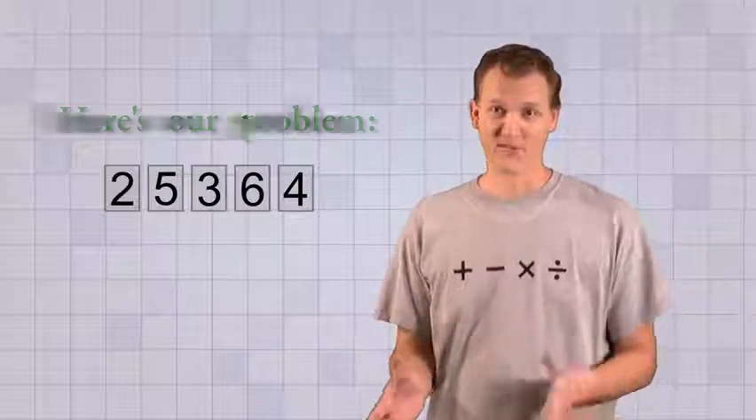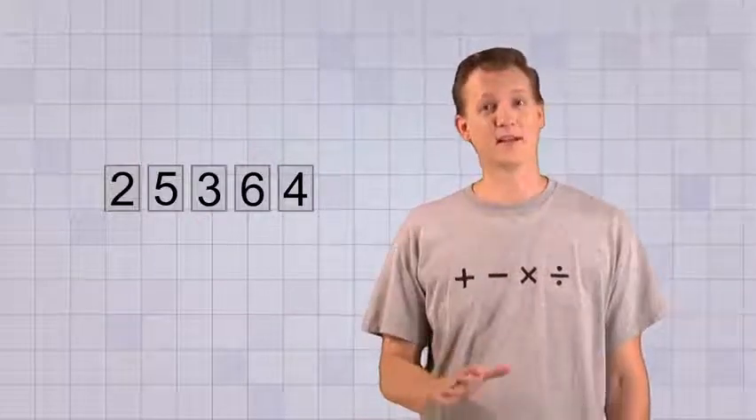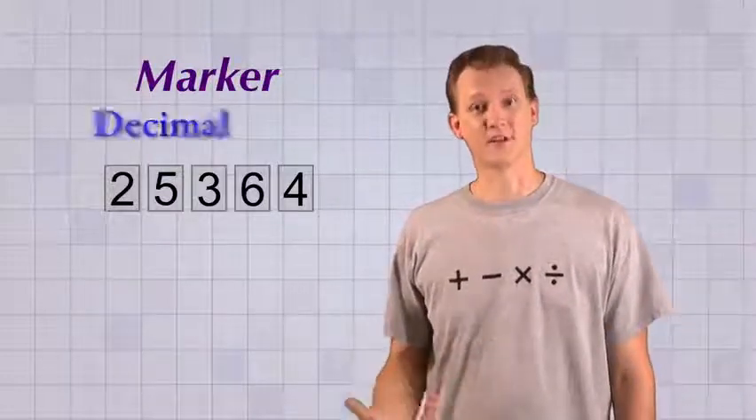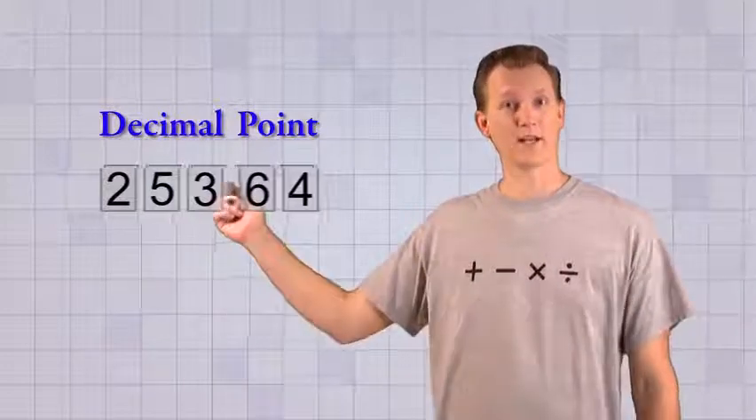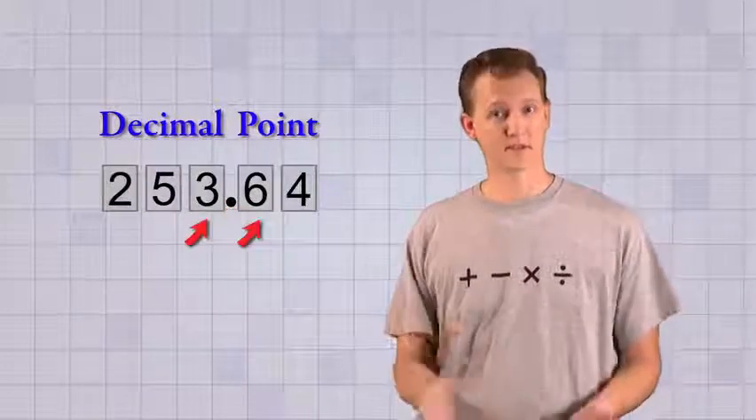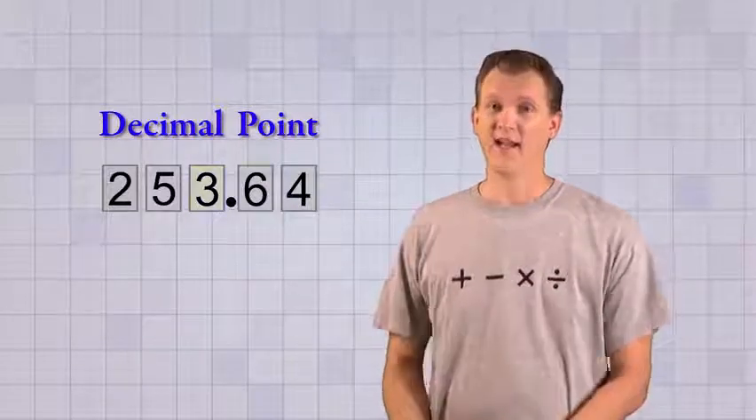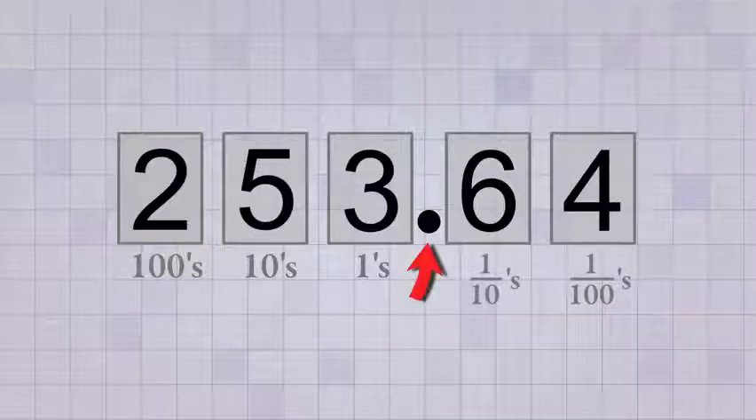Here's our problem. We can't tell which number place is which because they all look the same. What we need is a kind of marker that will help us tell them apart. And that marker is called a decimal point. The decimal point is just a dot that we always put right here between the ones place and the tenths place. That way we always know that the ones place is on the left of the decimal point and the tenths place is on the right. There, that's better. Now our number reads 253.64.